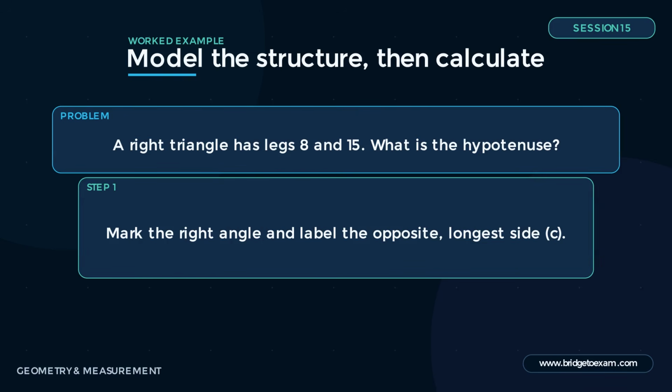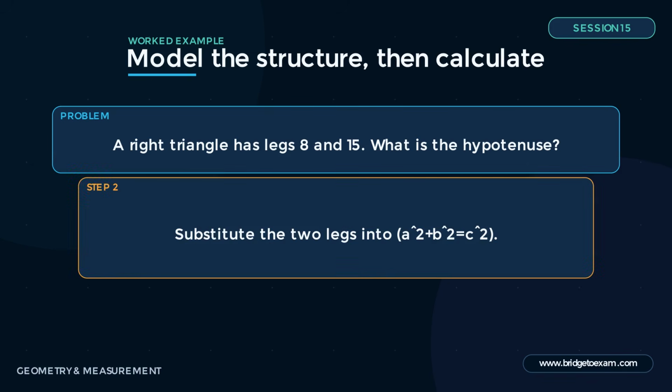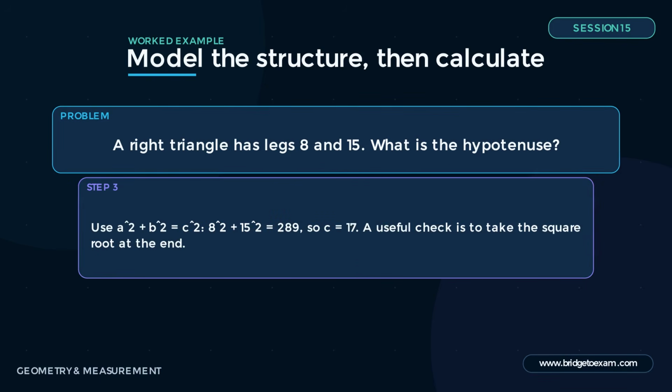Mark the right angle and label the opposite, longest side, C. Step 2 chooses and sets up the relationship. Substitute the 2 legs into a squared plus b squared equals c squared. Step 3 carries out the mathematics. Use a squared plus b squared equals c squared.